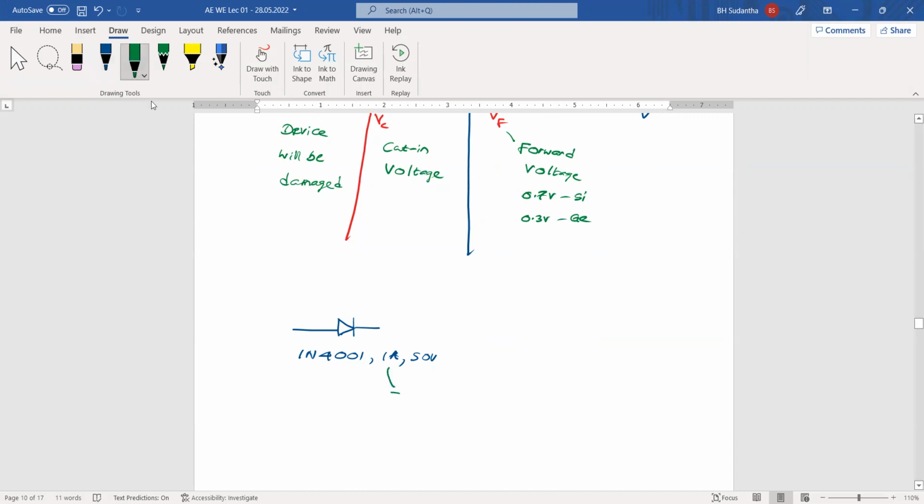This is forward current, IF. And what is this? This is the maximum reverse voltage, VR. VR, VRRM, whatever in the data sheet they mention. These are the two figures they are providing. Now we have some kind of idea about this diode.